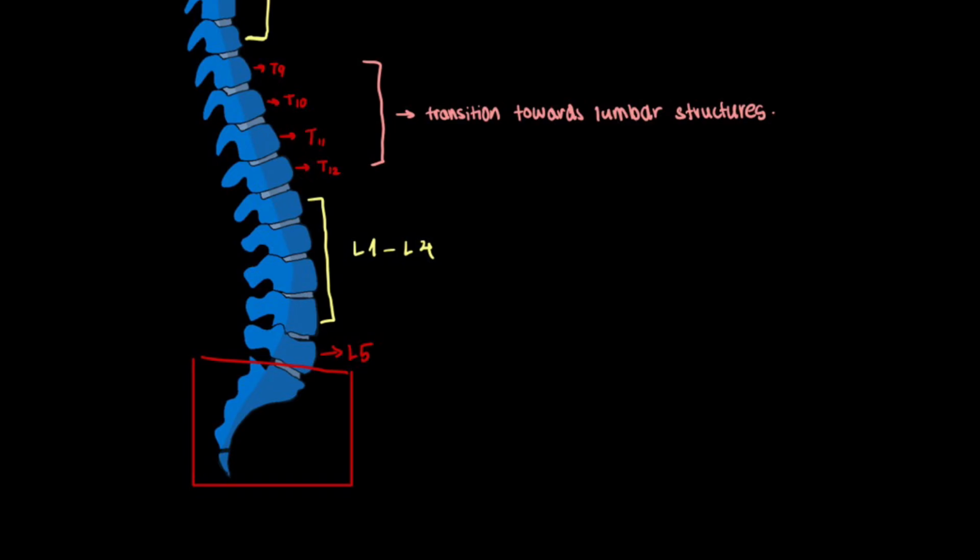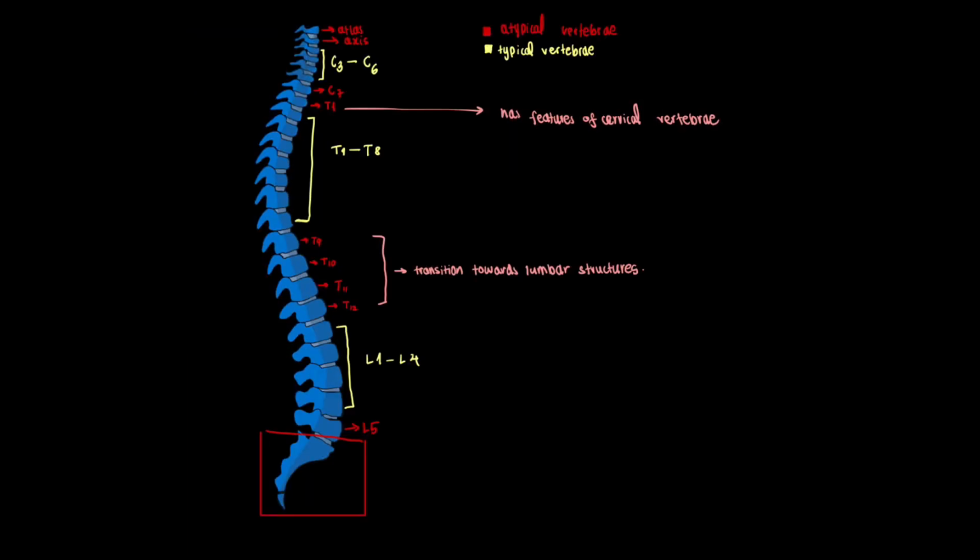Now for the atypical vertebrae. C1, known as the atlas, and C2, known as the axis, are atypical because they are highly specialized to support the skull and allow head rotation. C7, also called the vertebra prominens, is considered atypical because while it is a cervical vertebra, it has features that resemble thoracic vertebrae, particularly its long, non-bifid spinous process that is easily palpable through the skin.